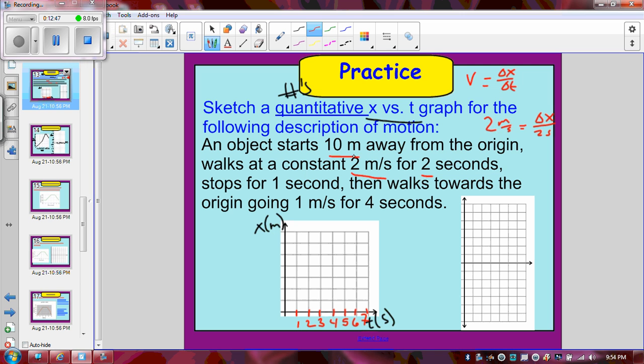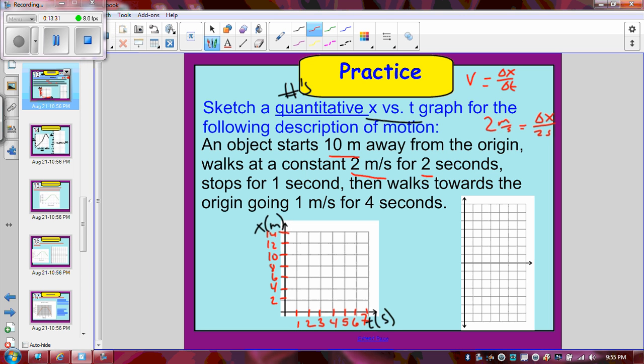That's another way to figure it out. So if I started 10 meters away and I walk an additional 4 meters, that means I'm now up to 14 meters. I stop for 1 second, so I don't move any position there, and then I walk back towards the origin. So it looks like my maximum position, or my greatest distance away from the origin, is going to be 14 meters. So maybe I'll make my interval on my y-axis go up by 2 meters for every notch. So 2, 4, 6, 8, 10, 12, and finally 14 here. And it's always a good idea to get in the habit of labeling your axes so you don't get confused.